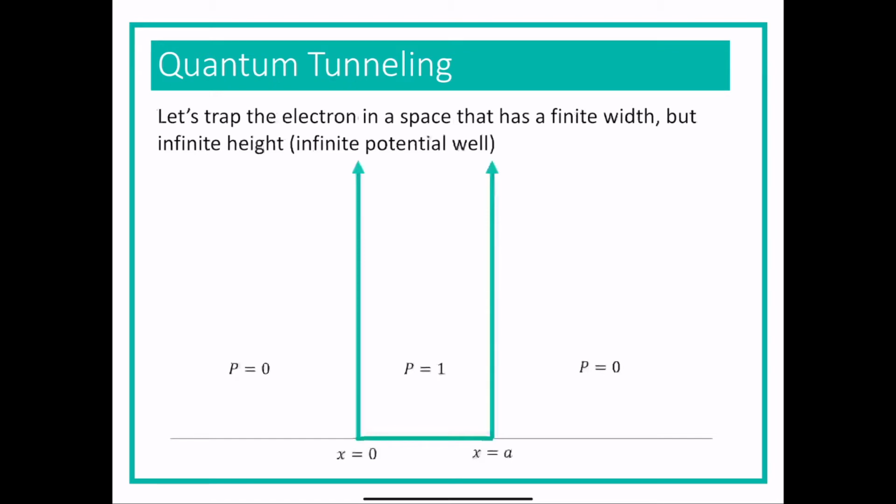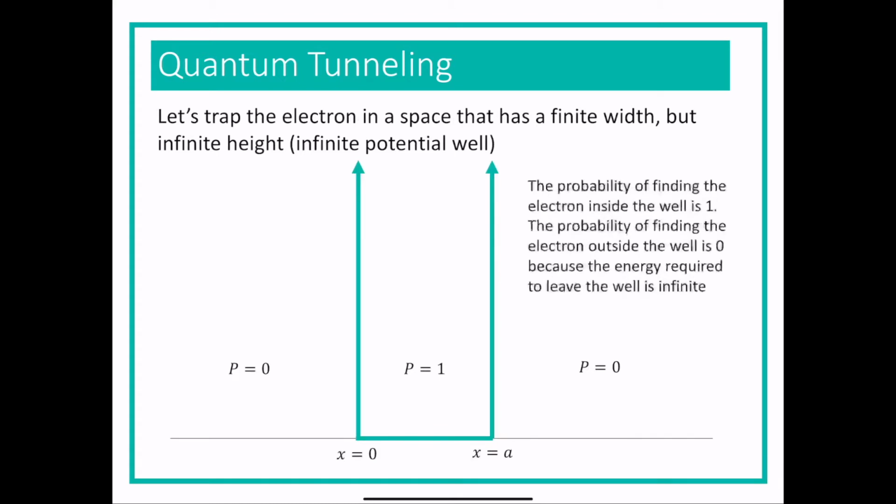What are we going to do with that? Well, this is basically what we do. We know the electron's in there because we put it there. So the probability of finding the electron in there is 1. And it can't get out because it would require infinite energy to escape. So in this case, we know that the probability that the electron is inside the well somewhere is 1. And the probability it's outside the well somewhere is 0 because we put it there and it can't get out.